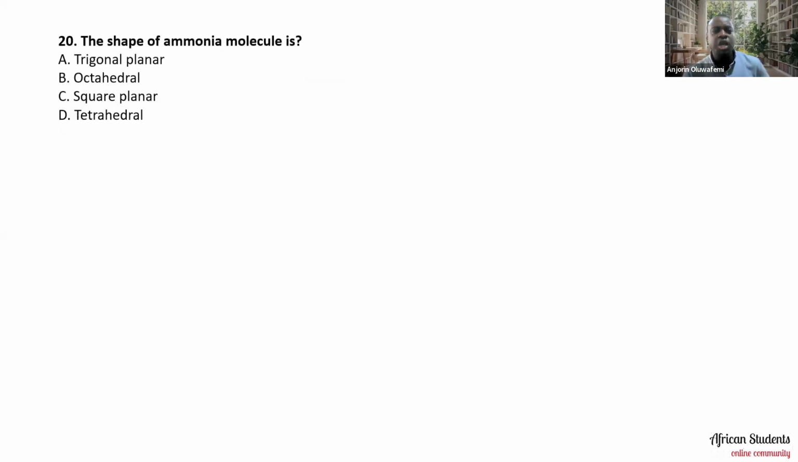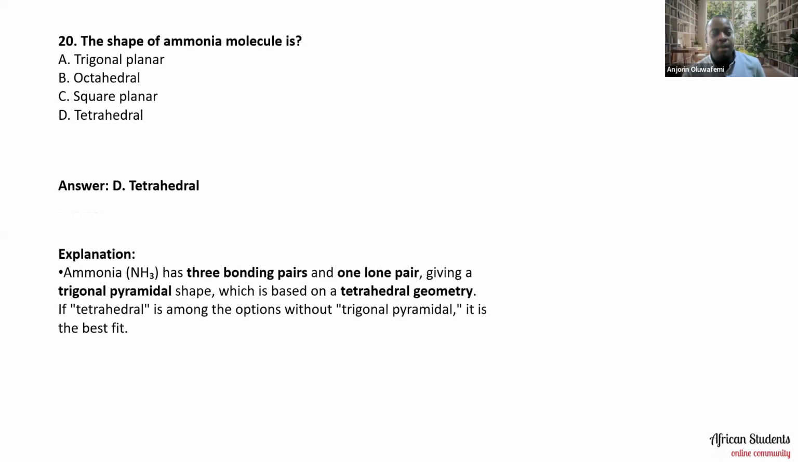The shape of ammonia molecule is trigonal planar, octahedral, square planar, or tetrahedral? It is the tetrahedral. Ammonia has 3 bonding pairs and 1 lone pair, giving a trigonal pyramidal shape, which is based on a tetrahedral geometry.